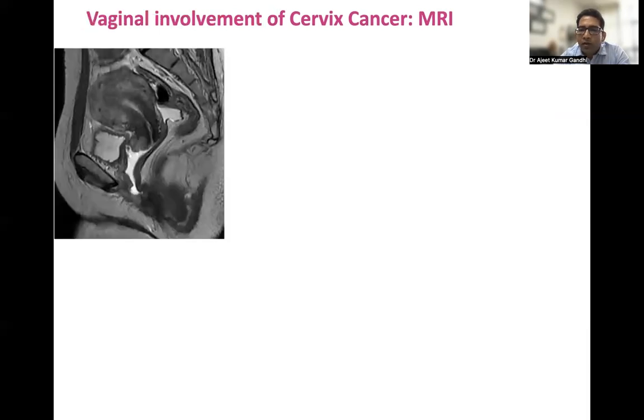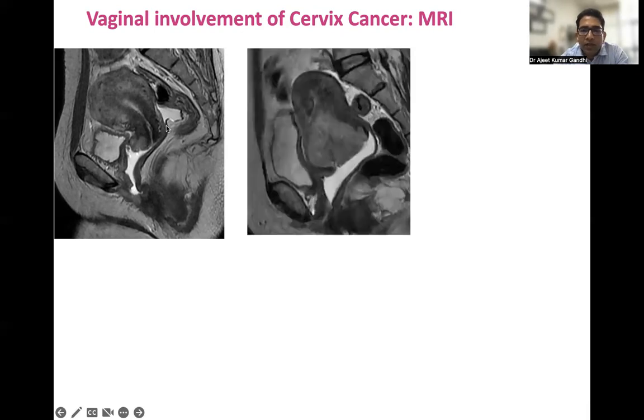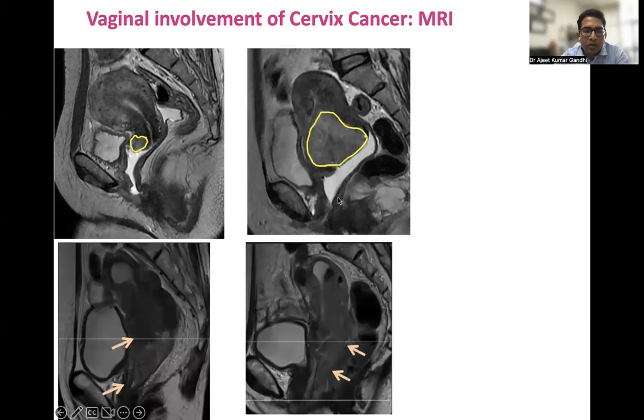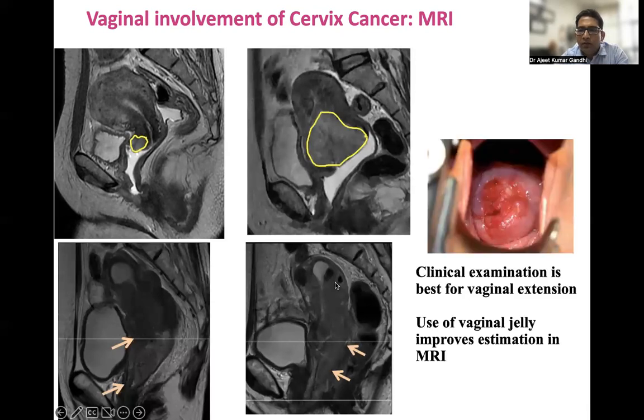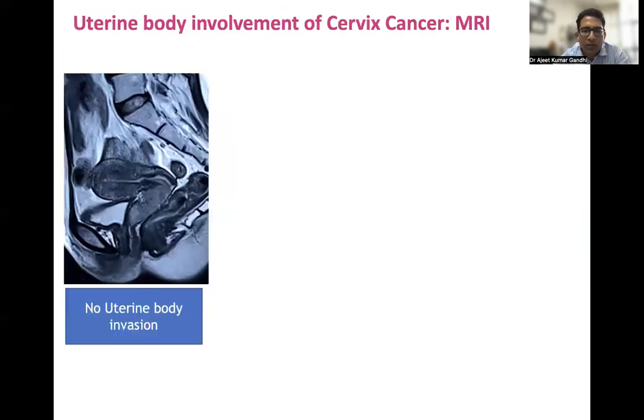Vaginal involvement is difficult to delineate on MRI. However, if a proper vaginal jelly has been inserted, then it will very well highlight the inner hyperintensity of the jelly and a normal vaginal mucosa of low signal intensity. As in both of these cases, you can see a small disease and a relatively large disease, but there has been no vaginal involvement. However, in this case, there is an anterior vaginal involvement, there is a posterior vaginal involvement, and it is very important to remember that clinical examination is the best, even superior to MRI, for vaginal extension of the disease. And use of vaginal jelly would improve your estimation during MRI.